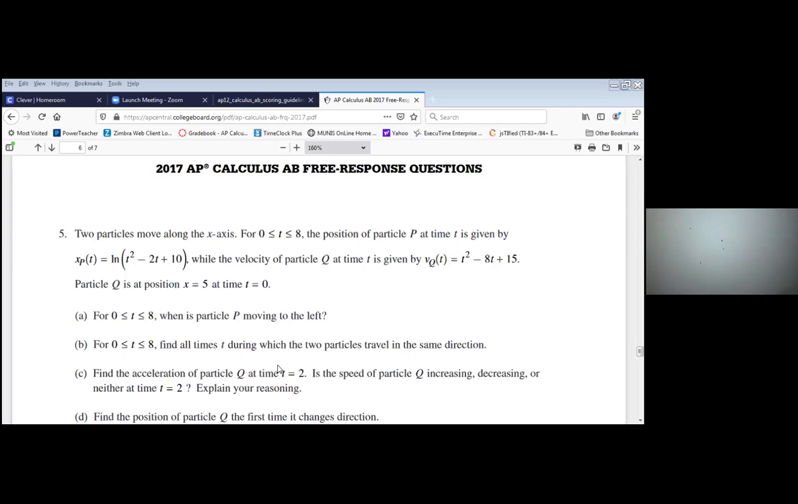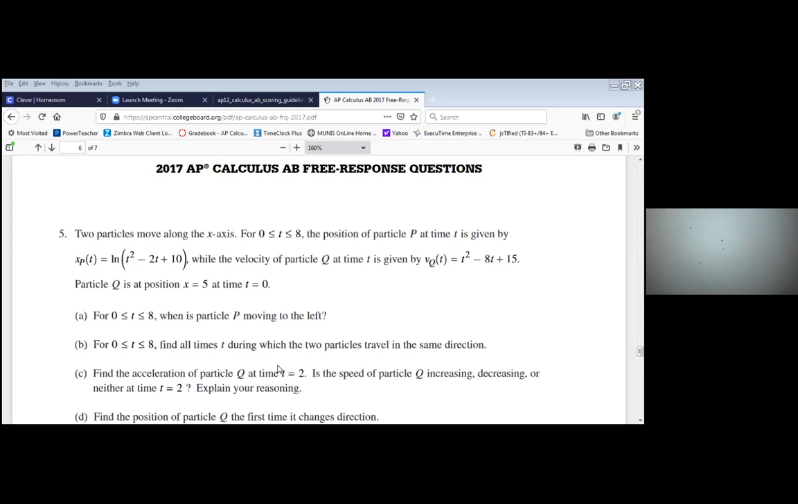Particle Q. Look closer. Particle Q, not particle P. Yeah, so it's at 3, right? How do we figure out when it changes directions? You do your first derivative test, right?